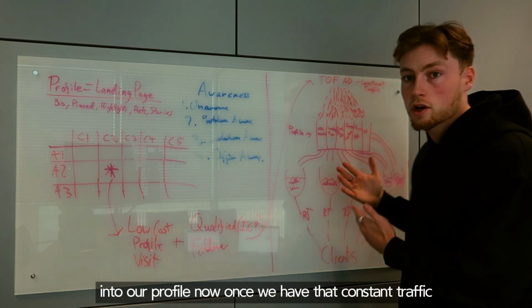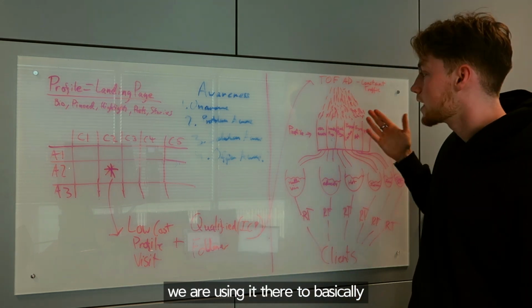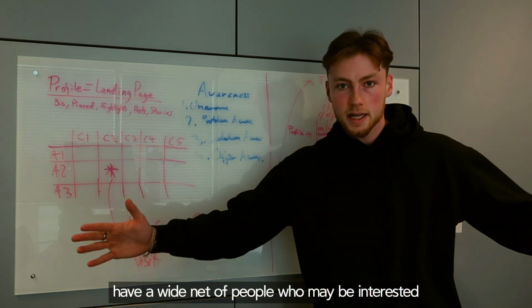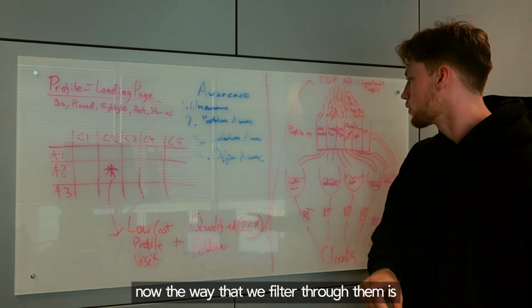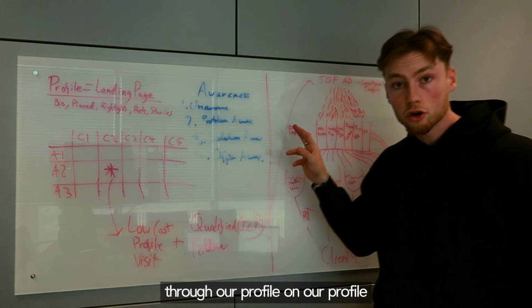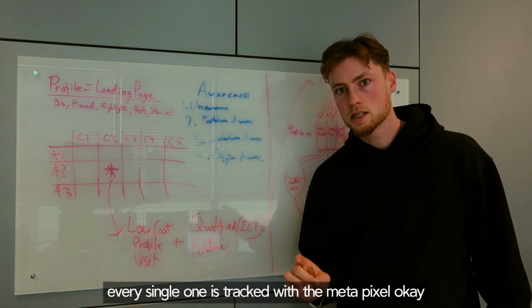Now, once we have that constant traffic, it's basically useless on its own. Okay, we are using it there to have a wide net of people who may be interested in our offer, and then we're going to filter through them. Now, the way that we filter through them is through our profile. On our profile, we have a bunch of different touch points. Every single one is tracked with the Meta pixel.